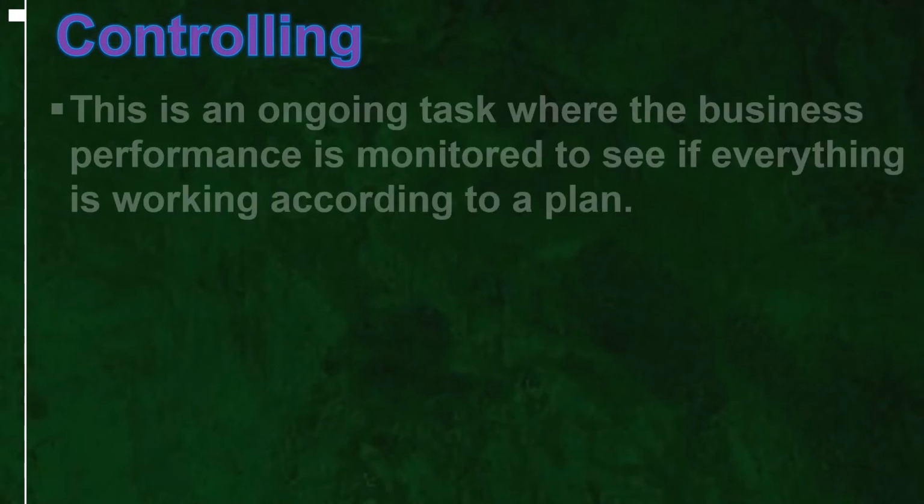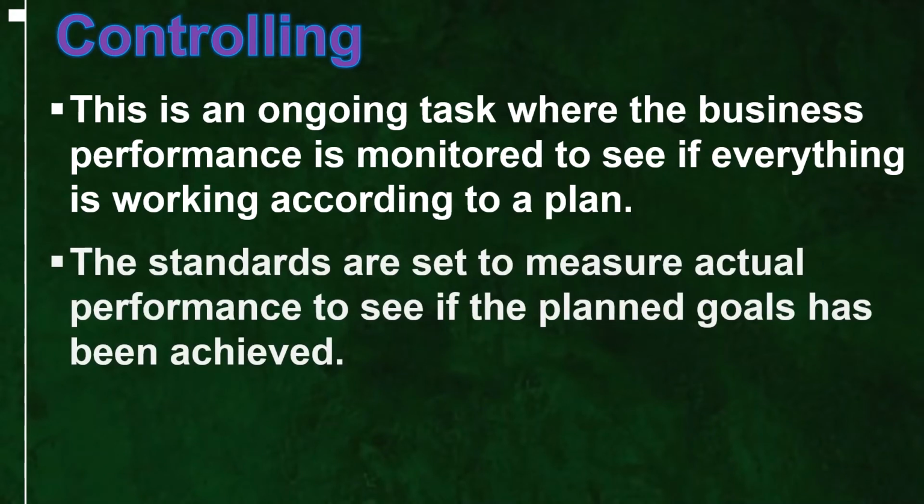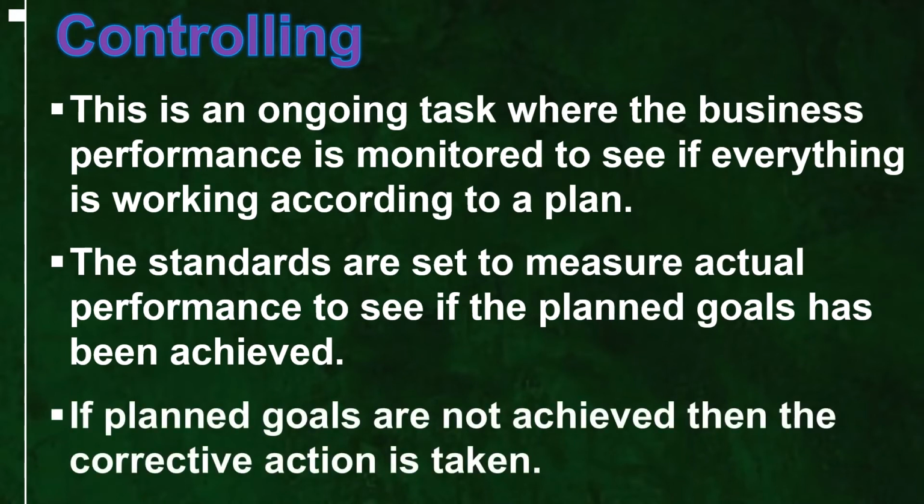Controlling is another function of management. Controlling is an ongoing task where the business performance is monitored to see if everything is working according to your plan. The standards are set to measure actual performance to see if planned goal has been achieved. If not, then corrective action should be taken.